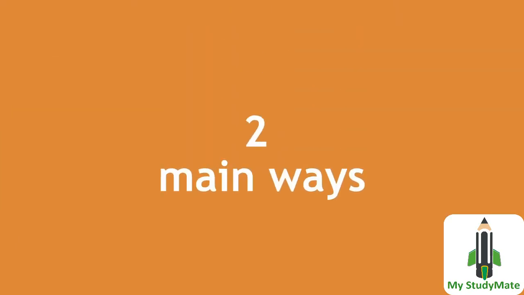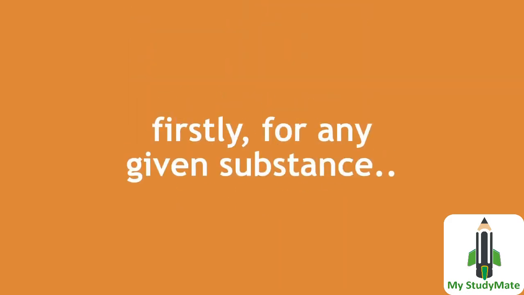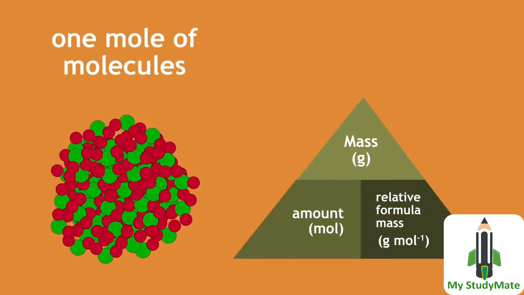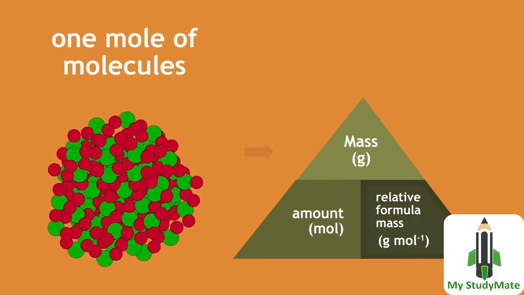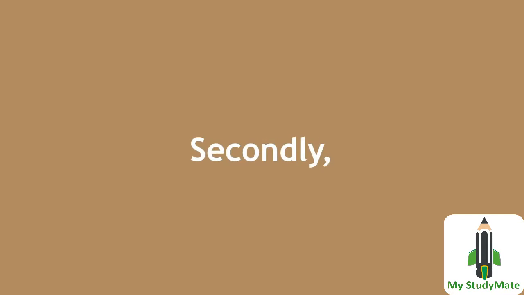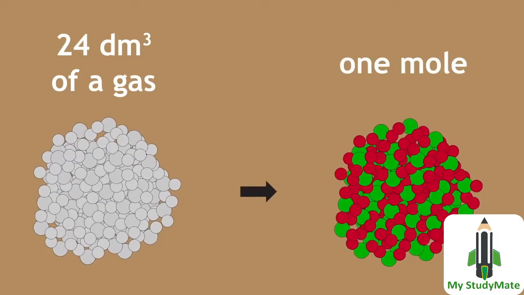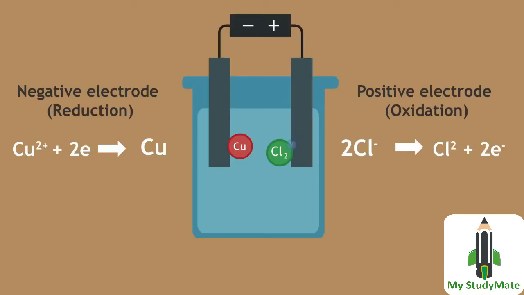At this stage, you should be aware of three key facts. Firstly, for any given substance, 1 mole of molecules is equivalent to the relative molecular mass of a substance in grams. Secondly, 24 decimeters cubed of a gas represents 1 mole. And thirdly, the number of electrons transferred during the electrolysis dictates the ratio between reactants and product.